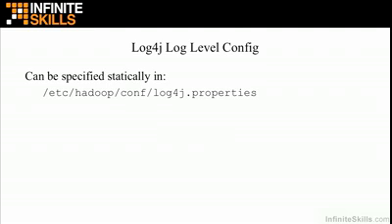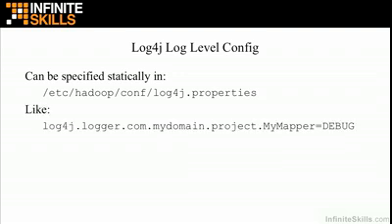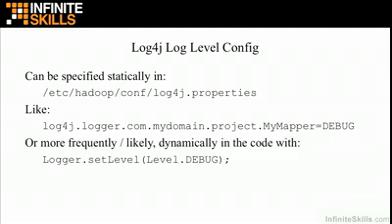You can specify the log level either statically in the etc/hadoop/conf/log4j.properties of the machine where the job is running. So we could simply specify a line like this to set our mapper class to the debug level. And obviously this could be very useful if we're only interested in debugging one single class. More frequently, we'll typically do this in the code. So at the top of that mapper code, we would do something like logger.setLevel. And we'll see in our exercise, we'll actually do it in the partitioner.